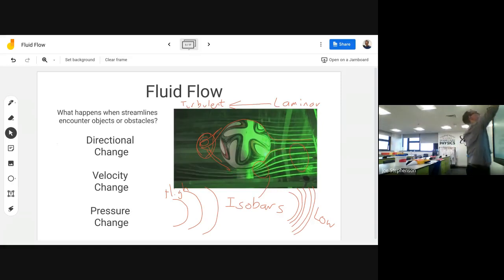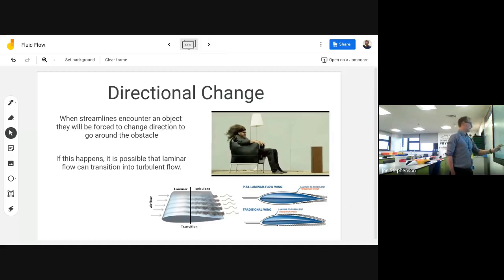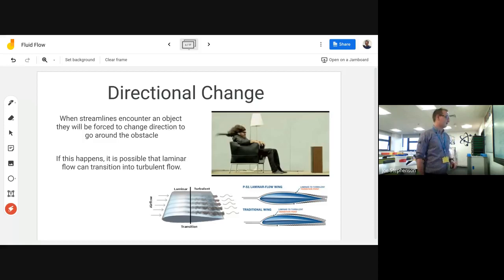Right, next job, directional change. Okay, so the first thing to note is when streamlines encounter an object, they will be forced to change direction and go around the object. So you can't go through the object. If this happens, it's possible that laminar flow can transition into turbulent flow. And we can see this here on this airfoil. So an airfoil essentially is a wing of a plane. And you can see you've got this airflow moving across here. And as it goes around the plane, the air becomes more turbulent and it starts to mix and cross. Okay, and that's important that we understand that because we're going to relate back to this airfoil shortly towards the end of the session.